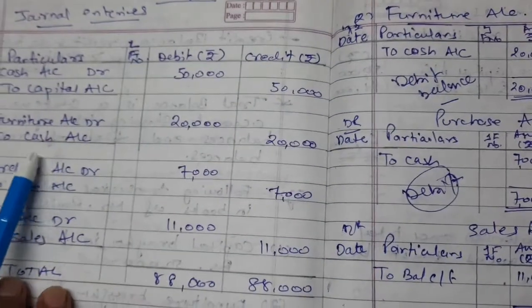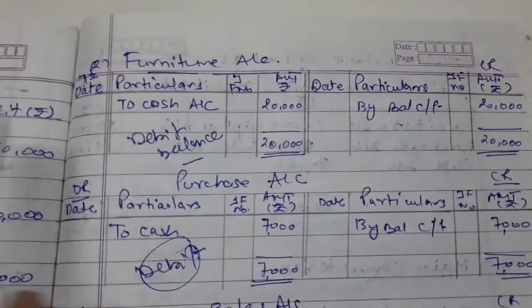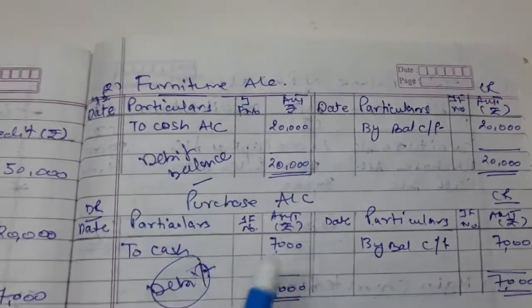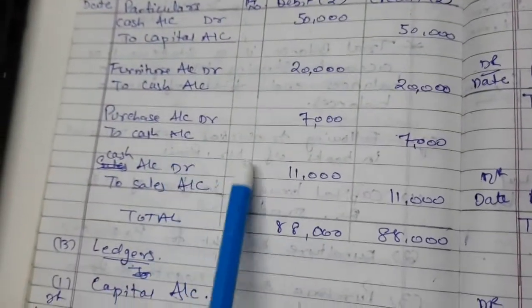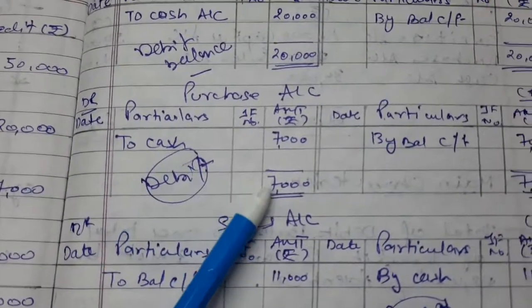Similarly, the second one will be furniture account, and in furniture account also there is only one entry, that is furniture account debit to cash account rupees 20,000. So in furniture account on the debit side we will write to cash account 20,000. Similarly, in the purchase account also there is one entry, purchase account debit to cash account 7,000. So on the debit side we will write 7,000.